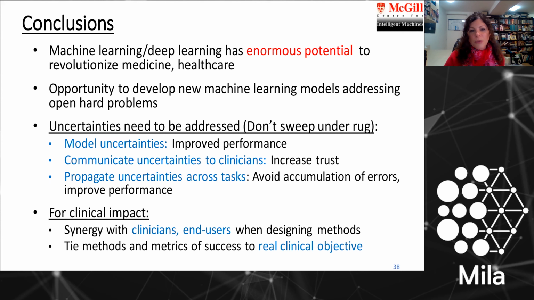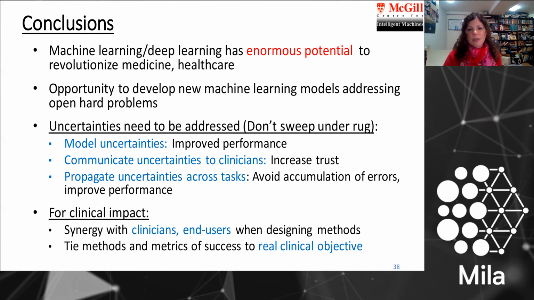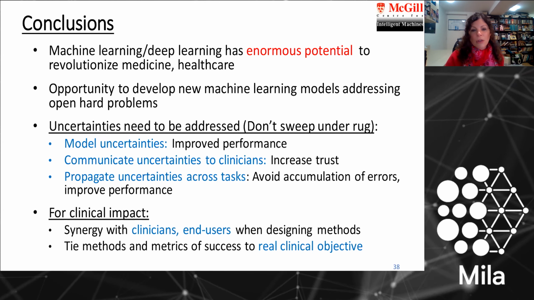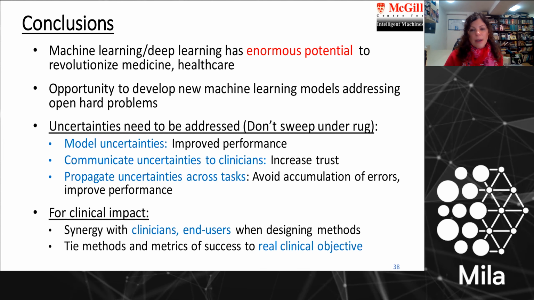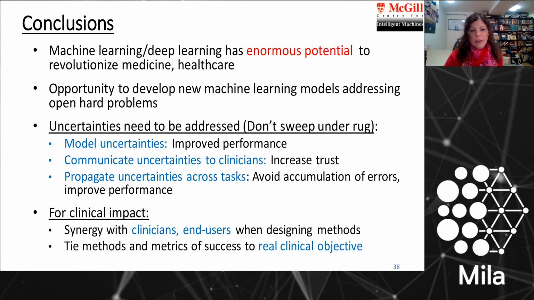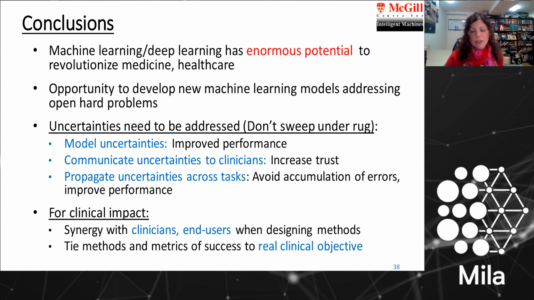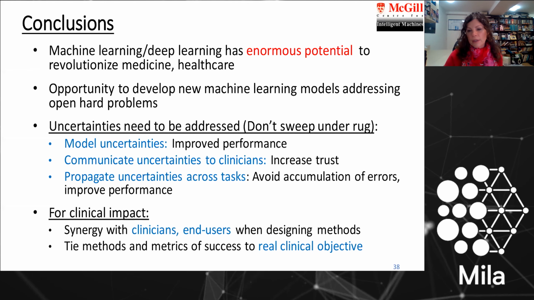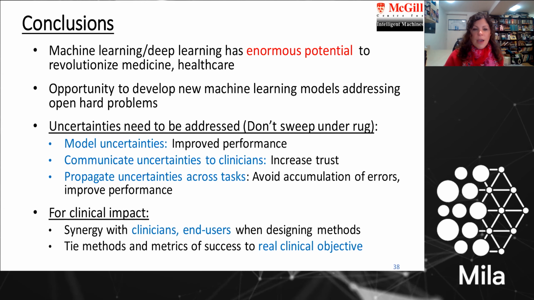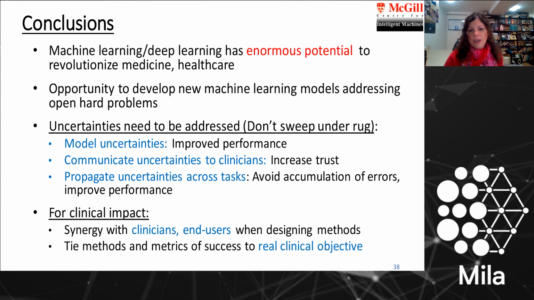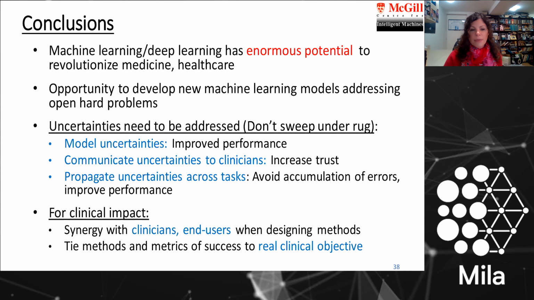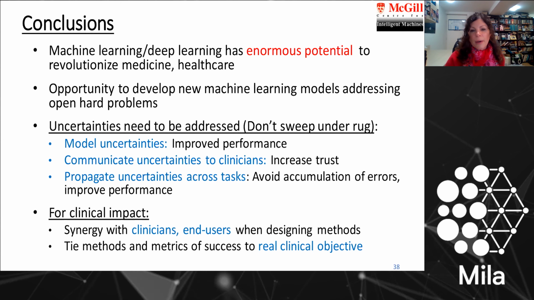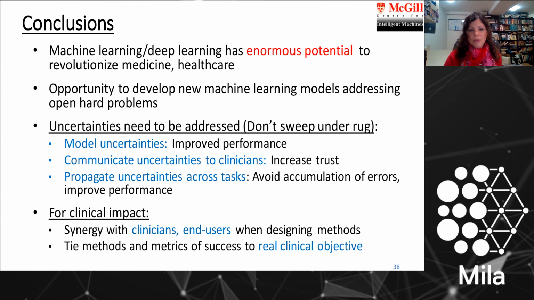I think the main theme of what we were saying today is uncertainties need to be addressed and not swept under the rug. So either we need to model the uncertainties in the problem, and that would indeed improve performance, or communicate the uncertainties to the clinicians, which we feel would increase trust and help integrate the methods into the clinical workflow. And propagating uncertainties across the task would indeed be very helpful, both as Raghav showed, to improve performance, but also to avoid the accumulation of errors in general.